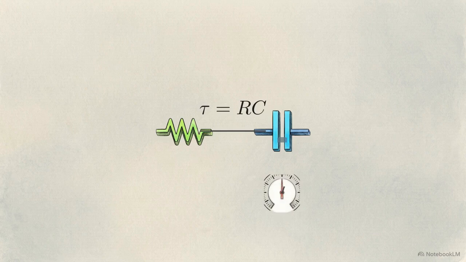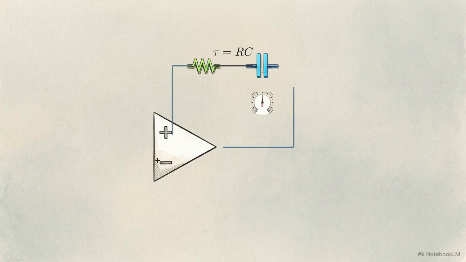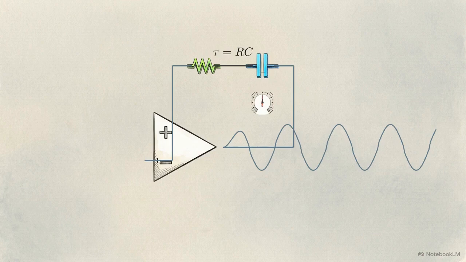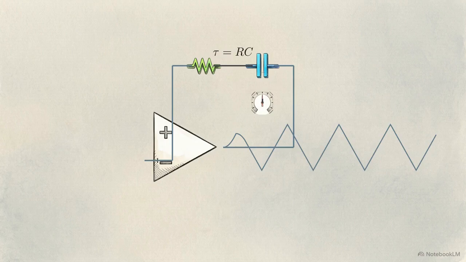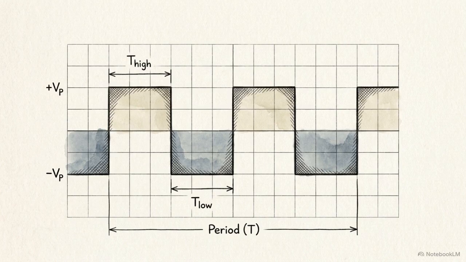Pair that RC network with positive feedback, and the op-amp becomes an oscillator. Relying solely on the steady charge and discharge cycle of the capacitor, the circuit generates its own continuous sine, square, or triangular waves, requiring no external input signal at all. For purely timing-based operations, engineers often rely on a dedicated alternative, the 555 timer IC, which is specifically optimized to generate stable astable pulses or monostable delays.